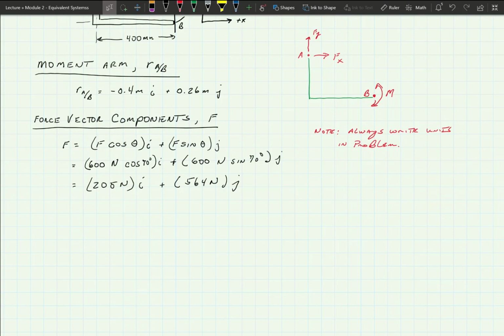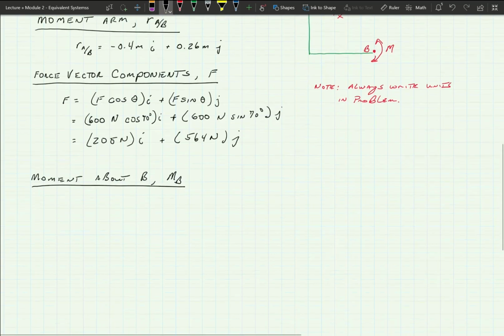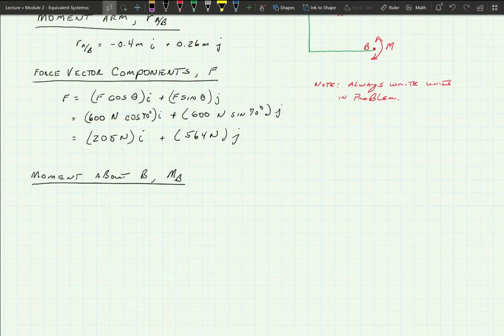So I'm in black. I'm going to write this out. Moment about B, and it's going to be M sub B, and underline it. And you can start seeing how I lay out the calculations down a sheet of comp paper. All right, so write M sub B equals R slash B. So we have two numbers there, that's why we write it that way, times the F of what we're looking for.